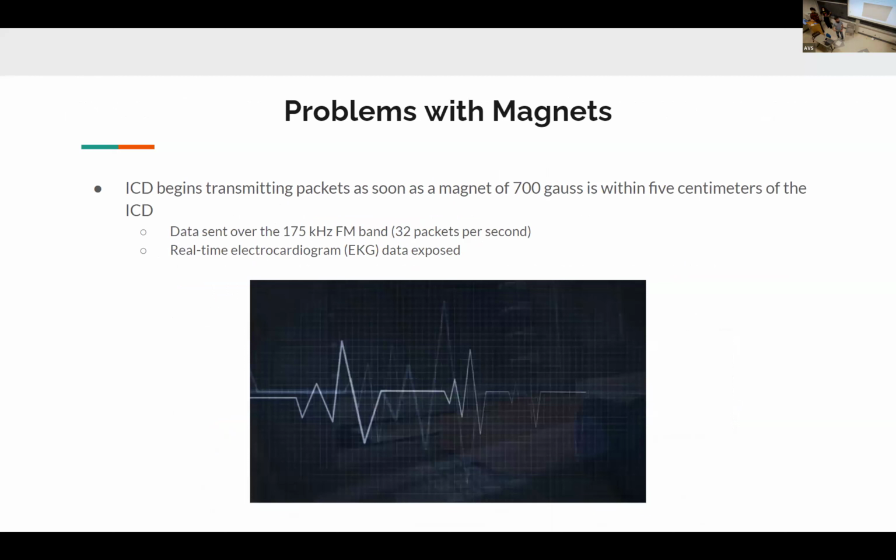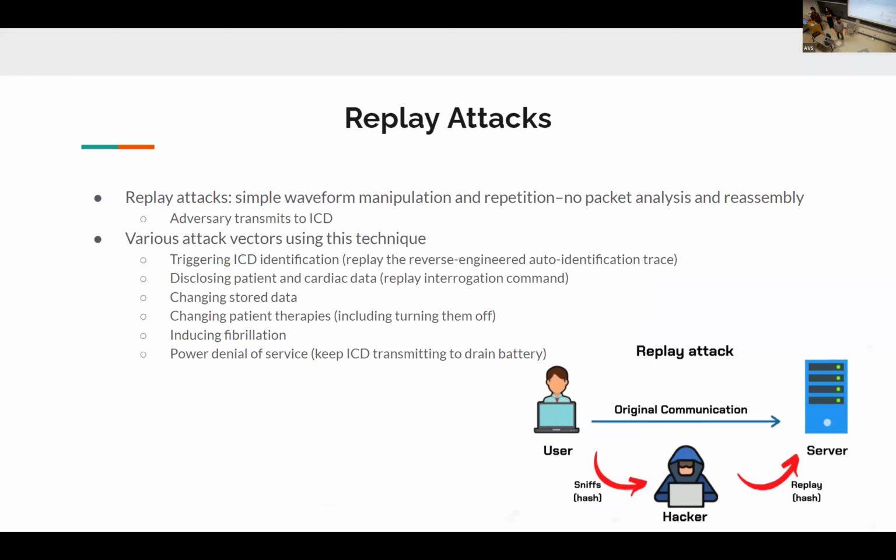Another problem that Anton mentioned is that as soon as a magnet is brought close to the ICD, it begins transmitting data at the 175 kilohertz FM band. That's because that's how the ICD knows the programmer is nearby, with a magnet. So if an adversary were to bring, in this example, a magnet of 700 Gauss within 5 centimeters, it begins to transmit data as well as live EKG data. This system is also susceptible to replay attacks, where the attacker doesn't necessarily need to understand the packets, but can just store them and replay them at a later time.